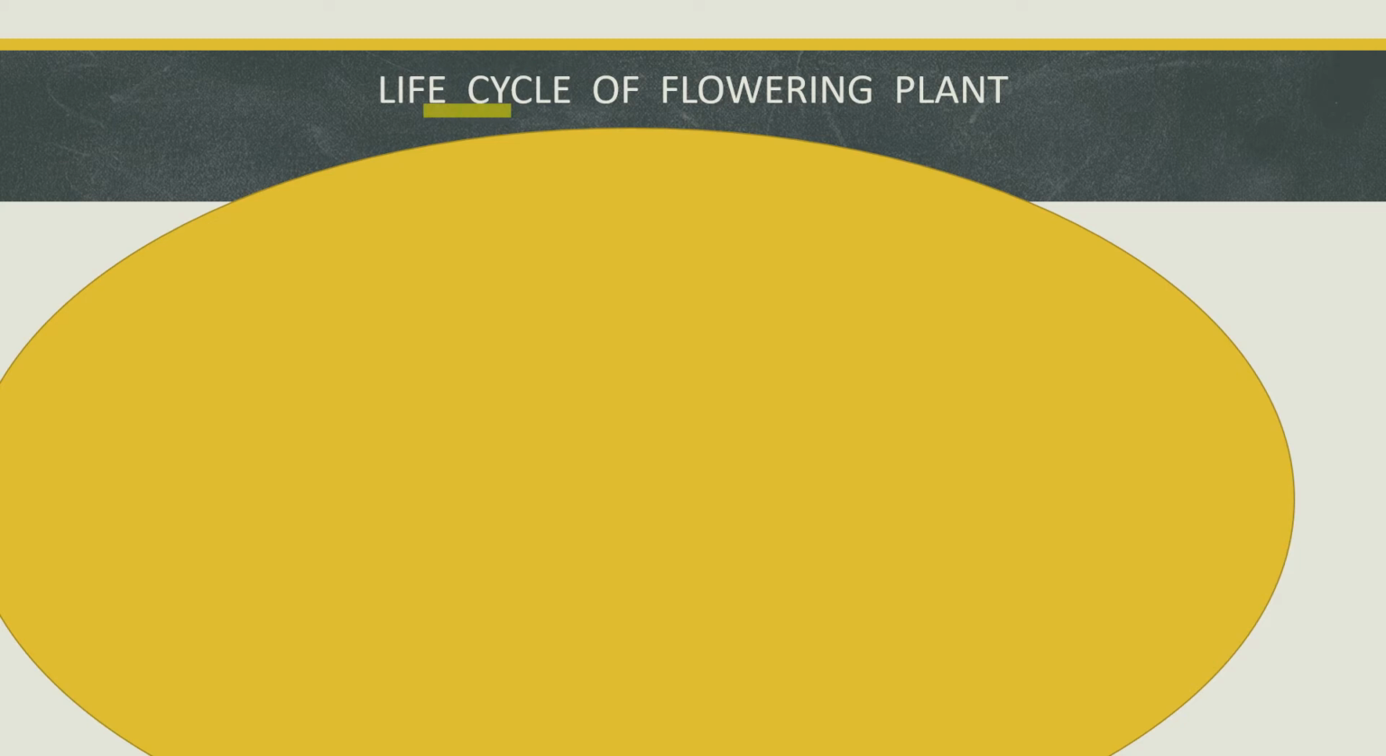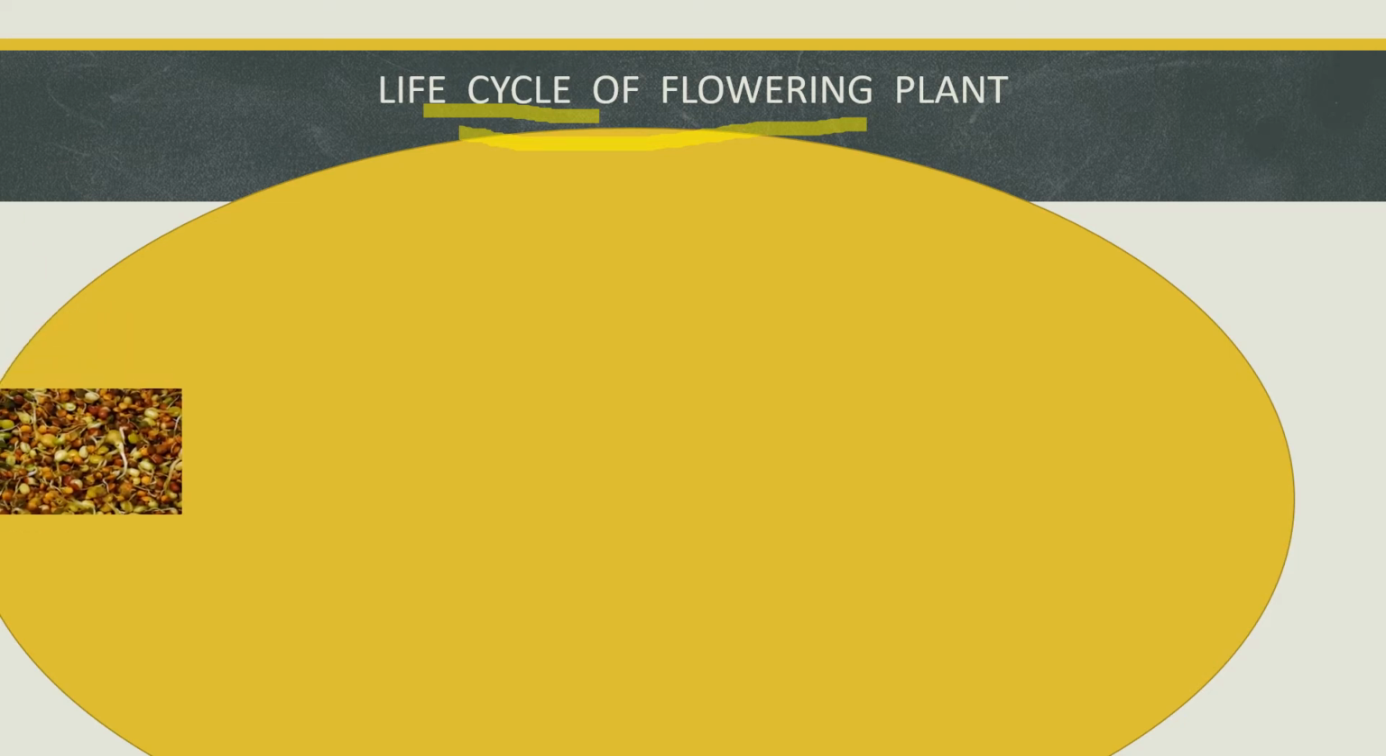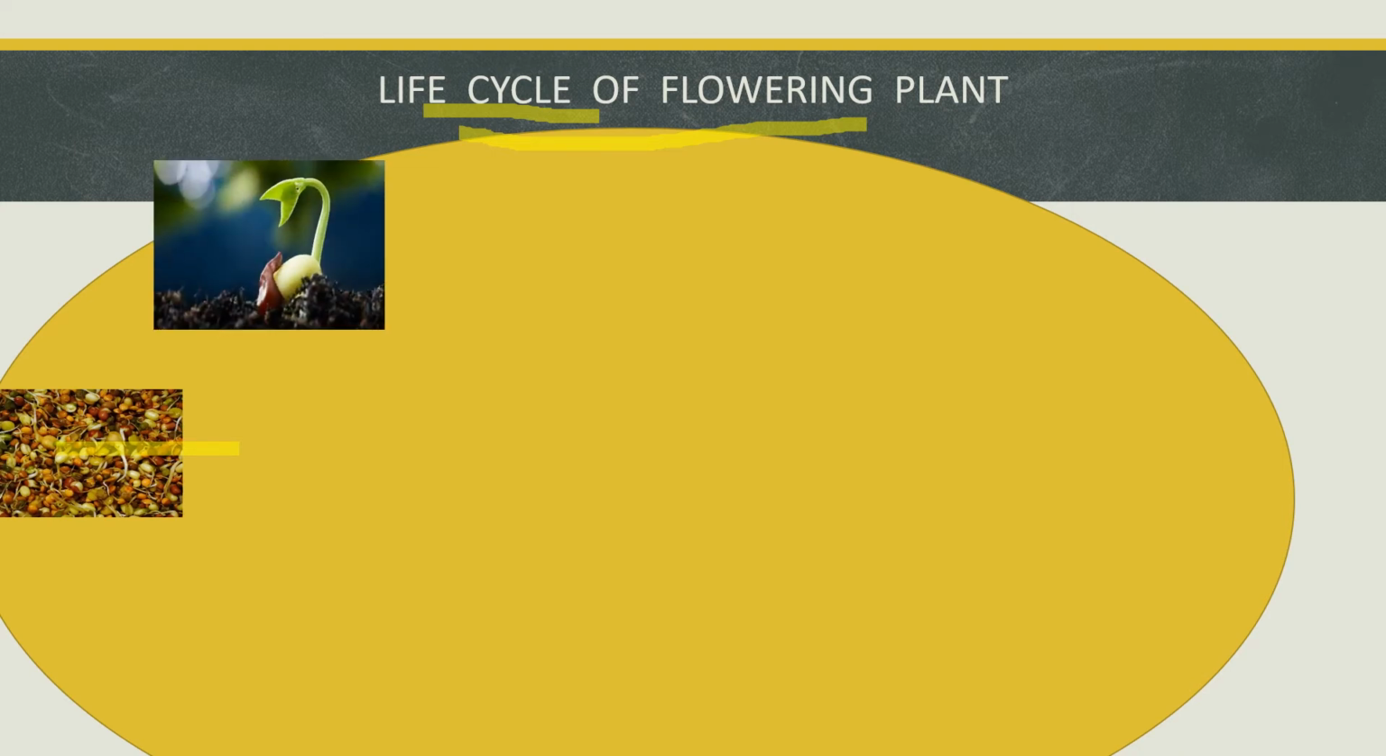Now, move on to the next. Here we will discuss the life cycle of a flowering plant. What are the different stages in the life cycle of a flowering plant? The first one is the plant which has flowers. They definitely produce seeds. The seeds germinate and form the seedling. So the second stage is germination of seeds.